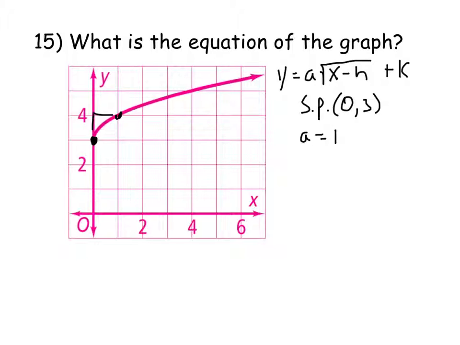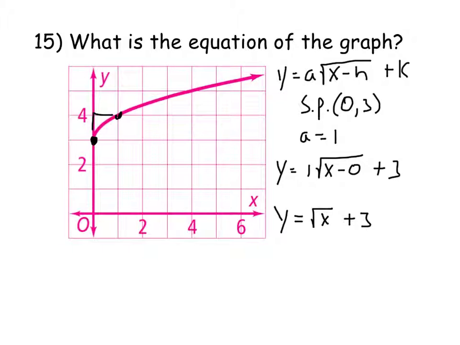A would be something else if we had to go up 2 and over 1 to get to that next point, or down 3 over 1. But all we're dealing with today and tomorrow is when a is 1. So we have this. Plug in: y equals 1 times the square root of x minus 0, plus 3. Simplify it down. So we have the square root of x, plus 3. Please remember that the square root stops after the x. That plus 3 is on the outside of the radical. And that's our solution.